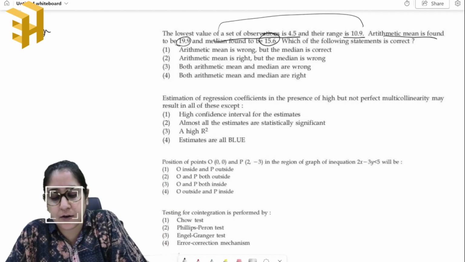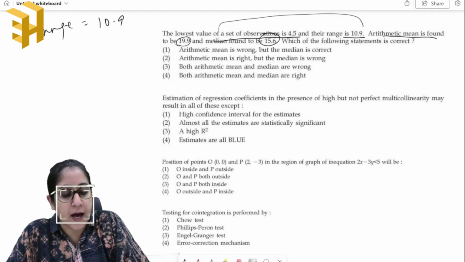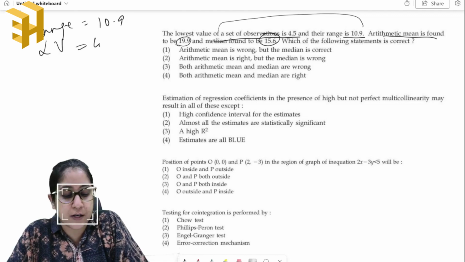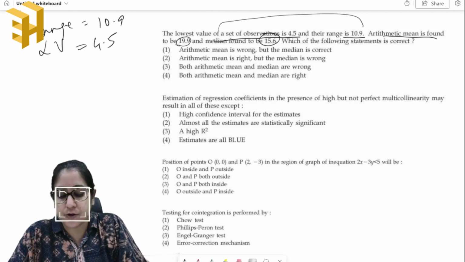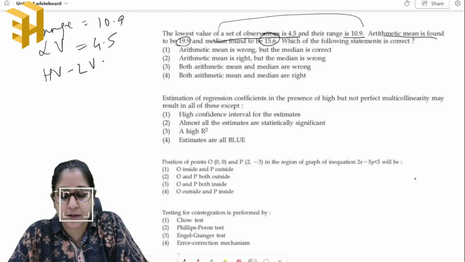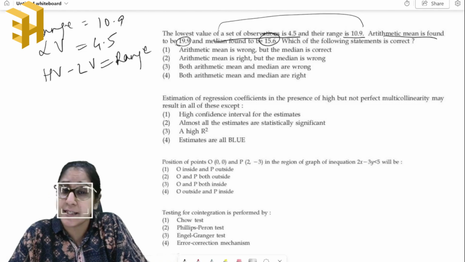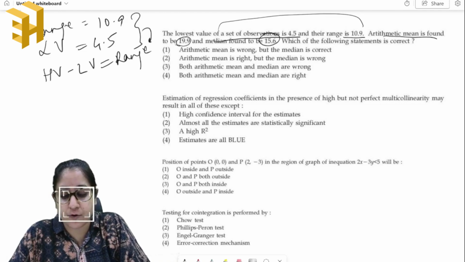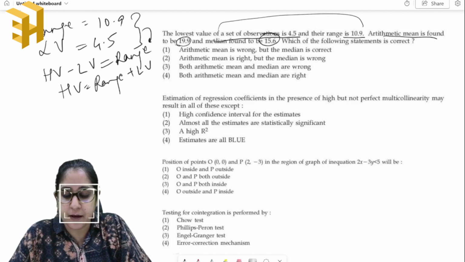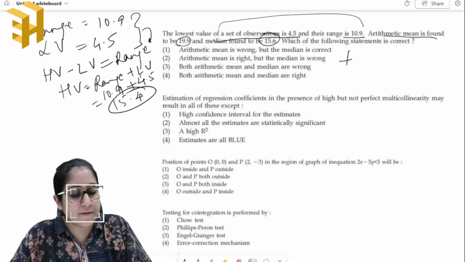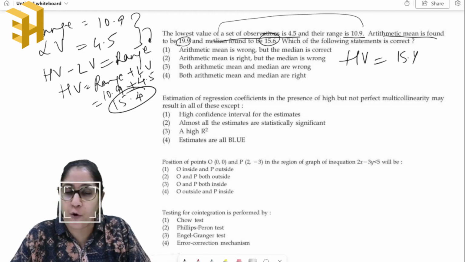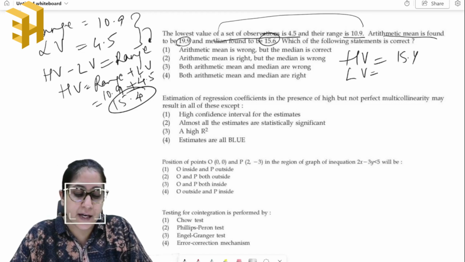So we are given that range is 10.9 and that the lowest value is 4.5. Now, the formula for range is highest value minus lowest value is equal to range, isn't it? Substituting these two values, we get HV is equal to range plus LV, which is equal to 10.9 plus 4.5, which is equal to 15.4.